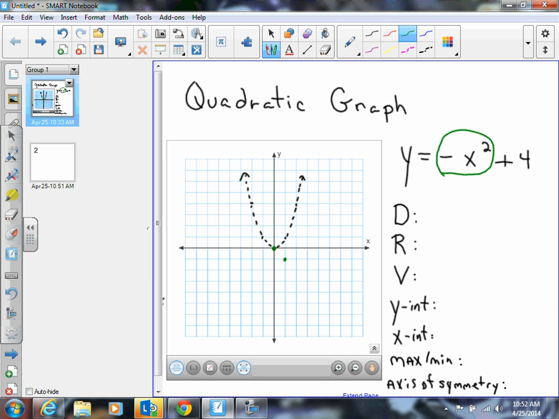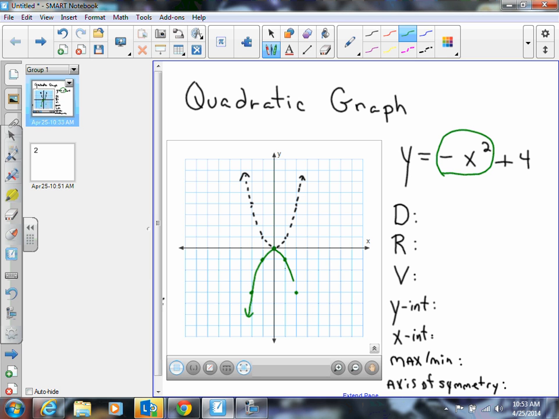1, 1 becomes 1, negative 1. Negative 1, negative 1. And then also I'm going to do the same thing with 2, 4. So it becomes 2, negative 4. And negative 2, 4 becomes negative 2, negative 4. I can draw my graph.